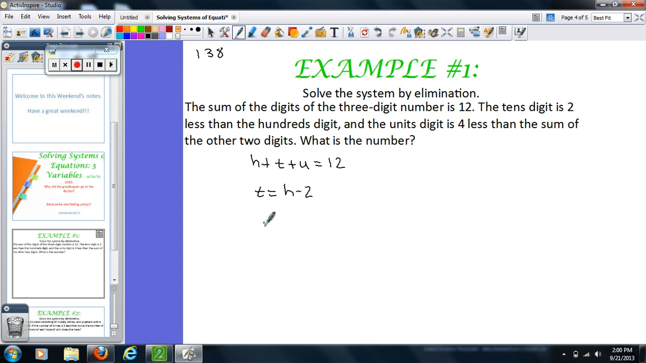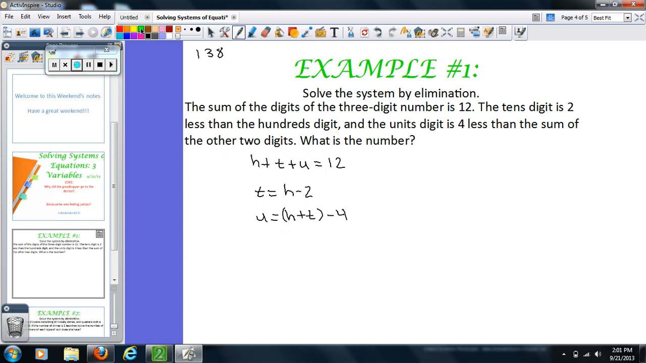And then the last one says the units digit, so units, is 4 less than the sum of the two digits. Now, when you think of it that way, it's telling you that you're looking for a number that's 4 less than a sum. Anytime it's less than a sum, then you're going to have to add two numbers together first. So we're adding h plus t, and then we're going to subtract 4. I have to do the addition first, which means it has to be in parentheses. So here are my 3 equations. I have 3 variables, I have 3 equations.